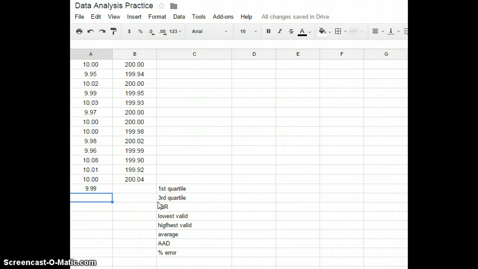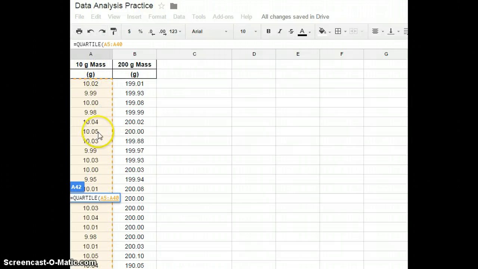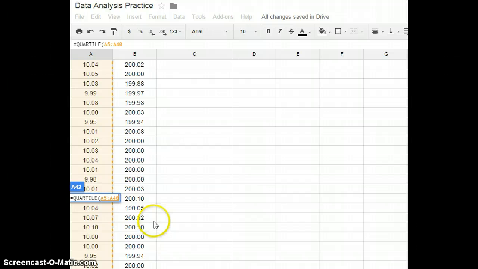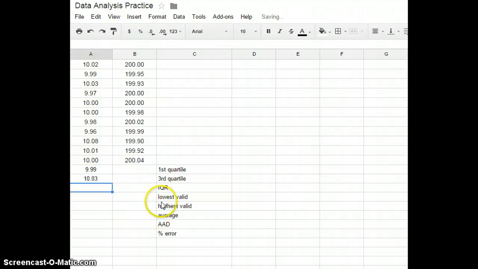To find the third quartile, it's the same thing. Equals quartile. Highlight the data. But rather than a 1 this time, we want to type a 3 for the third quartile. The interquartile range is the difference between the third quartile and the first quartile. In other words, it's the middle 50% of the data. So that's equal to the third quartile minus the first quartile.